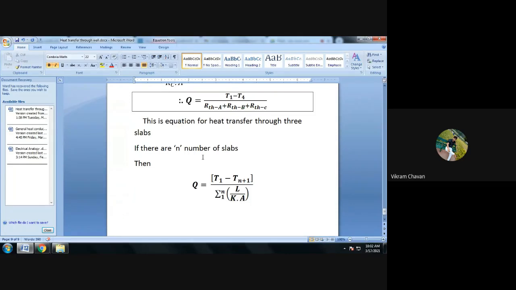So we'll discuss the write-up part in the next lecture, and also the problems on this particular plain wall and the composite wall in the next lecture.